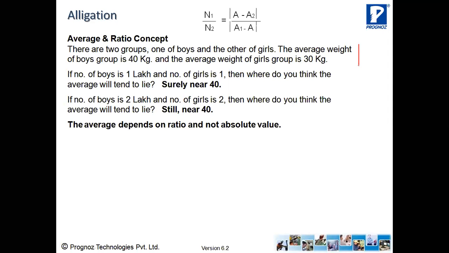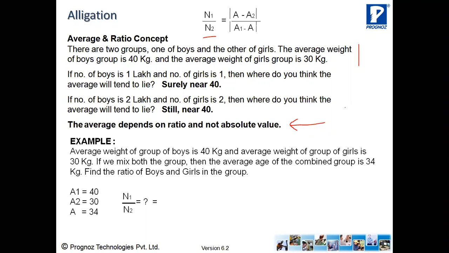और अब इसका रिवर्स सोचिए. There are 1 lakh girls and 1 boy, तो एवरेज टेंड करेगा गर्ल की तरफ. So what does this say? This says that average depends on ratio and not on absolute value. And that is why ये N1 plus N2 जो आता है, ये ratio आता है. The average depends on ratio and not on absolute value.